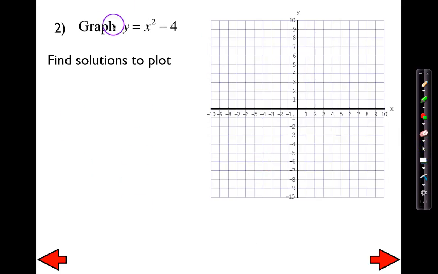So here, in comparison to the first one, it's now y equals x squared minus 4. The last one was x squared plus 3. So let's see what happens here. A reminder, this has a degree of 2, and since it is a degree of 2, I should expect a parabola.